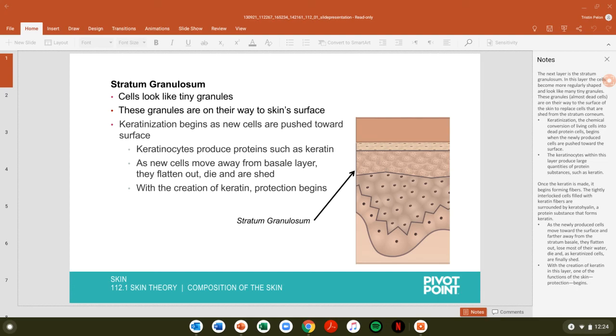Then your stratum granulosum, these cells look like tiny granules. Easy to remember, granulosum, granules. These granules are on the way to the skin surface. The keratinization begins as they push towards the surface, and they produce proteins. Again, keratinocytes, keratinization, think keratin or protein. As the new cells move away from the basal layer, they flatten out, then they die, and then that's when they are shed.